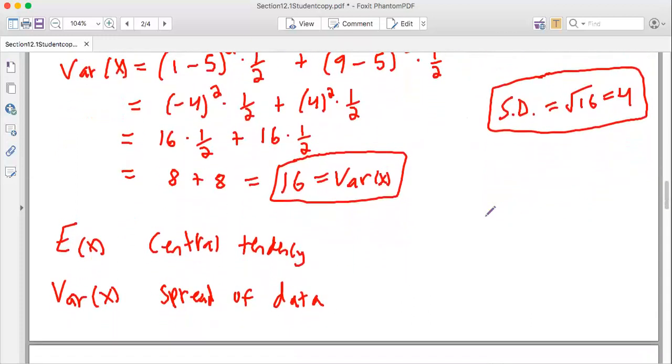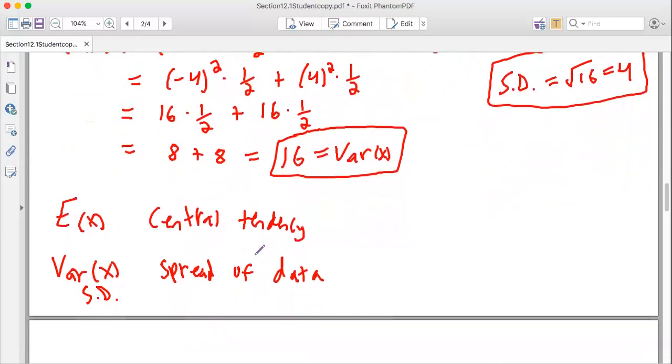This is just to sort of talk about what these things tell me. The expected value gives me a measurement of central tendency. Where is the center of my data? The variance and the standard deviation both tell me about the spread of the data, how far away my data values are from that measurement of central tendency.